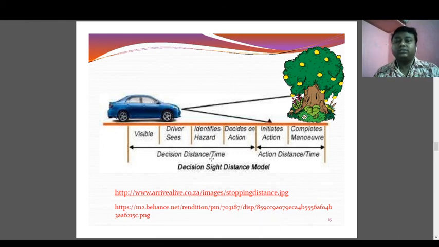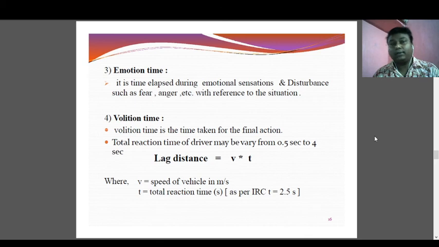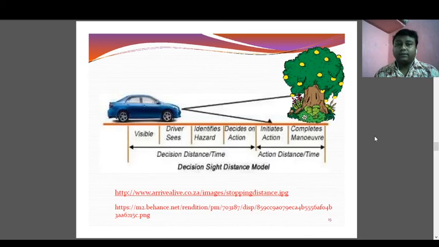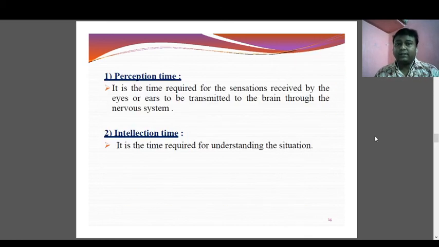This decision sight distance is divided into two parts. In decision distance, the driver sees, identifies the hazard and decides on action. But in action distance, the driver initiates the action and completes the maneuvers. So these are the two segments of the decision sight distance model: one is decision distance and the other is action distance, and these are clubbed together and known as the decision sight distance model.